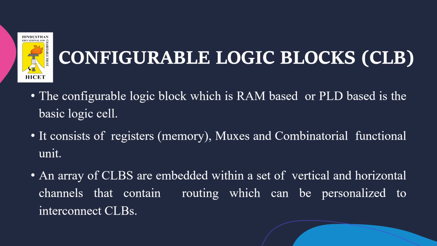What does the CLB consist of? This CLB consists of a register, which in short I can call memory. It contains multiplexers, which are used for selecting the data, and combinatorial functions, which perform a combination of specific logics. And this CLB contains an array of specific sets, which is embedded with horizontal and vertical channels. All these channels are routed together to interconnect the CLBs.